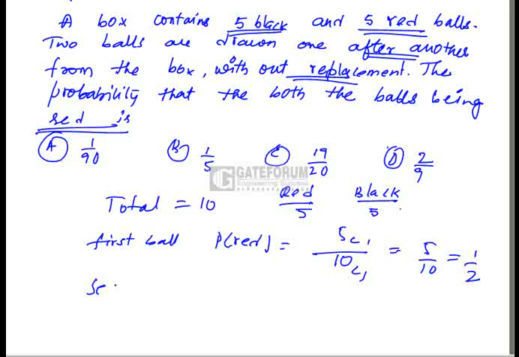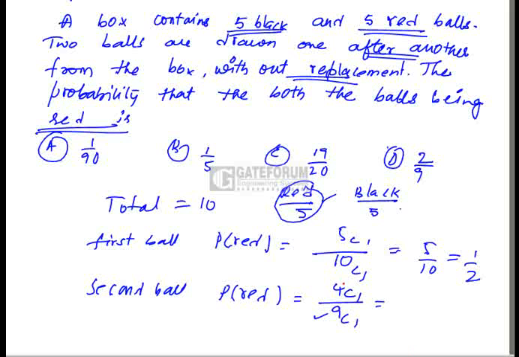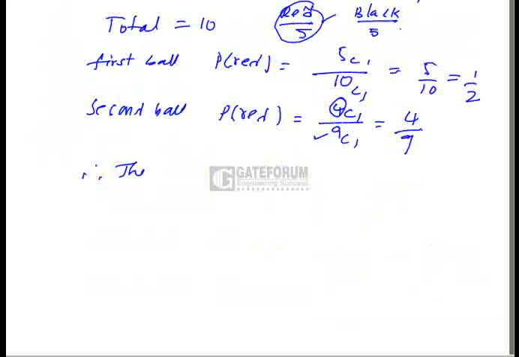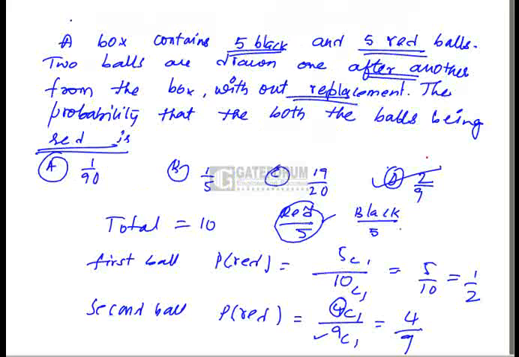Now when we are selecting the second ball, the probability of getting red is 4C1 by 9C1. The reason is we are not replacing the ball. So out of 10 balls we have taken one ball, so the remaining are 9 balls, and out of 5 red balls we have selected one red ball, so there will be only 4 red balls left. So the answer will be 4 by 9. Now the required probability is the product of these two cases, which is 1 by 2 into 4 by 9, which is 2 by 9. Option D.